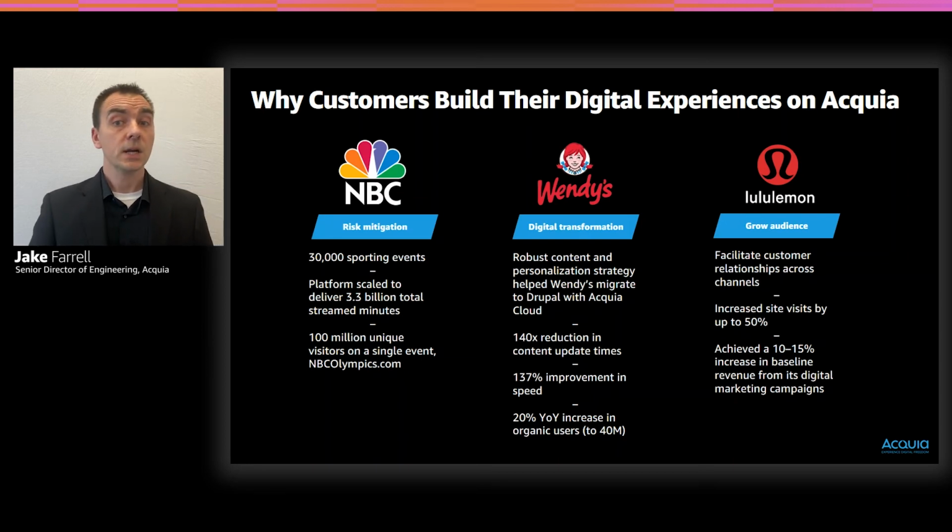Some of the largest media companies run their infrastructure on Aqua, including Warner Music and NBC Sports. With over 30,000 sporting events each year, managing content can be a challenge. From golf to the Olympics, NBC reimagined the fans' experience and raised the bar. At the last Summer Olympics in Rio, NBC Sports with Aqua saw 3.3 billion total streaming minutes served that were viewed by over 100 million unique visitors.